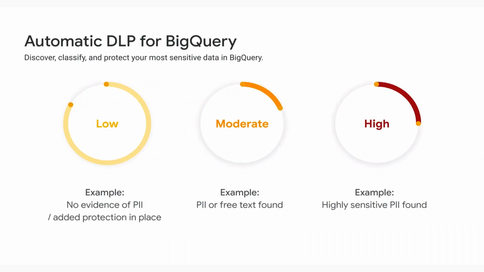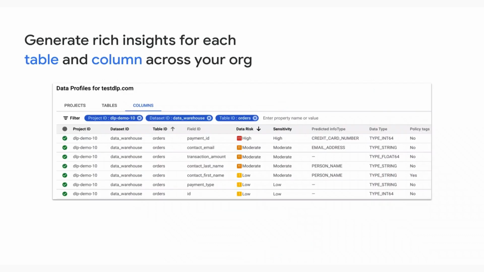Automatic DLP for BigQuery is a service that can help you discover, classify, and protect your most sensitive data. And this really is about understanding your data risk. Where do you have examples of maybe low data risk, where there's no evidence of sensitive information, or you have added protections in place? Or where you have moderate or high data risk, where there's highly sensitive data, or it's highly exposed. And automatic DLP does this by generating rich insights for each table and column across your organization. And this includes detailed metrics about your data, including DLP's predicted info type, which is an indication of the type of data in a given column or table.